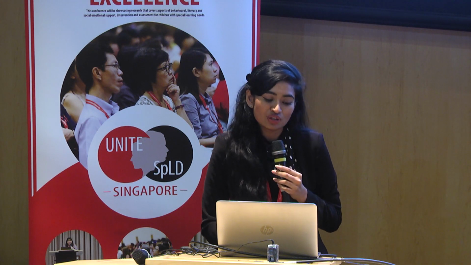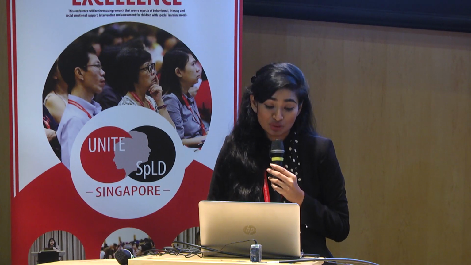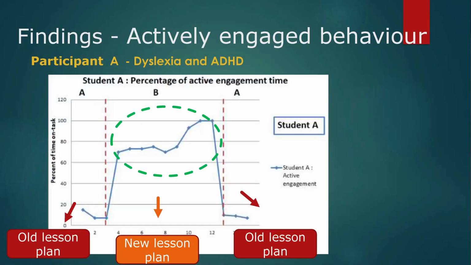The same thing for the first 3 weeks, I actually used the old lesson plan. Last week, old lesson plan. The middle was the new lesson plan. And as you can see here, the participant actually achieved 100% actively engaged behaviour only on sessions 11 and 12. It took a longer time to actually adapt to the preference-based teaching. For participant B, the actively engaged behaviour also gradually increased from session 7 onwards, and we achieved 100% actively engaged behaviour in sessions 8 to session 12.